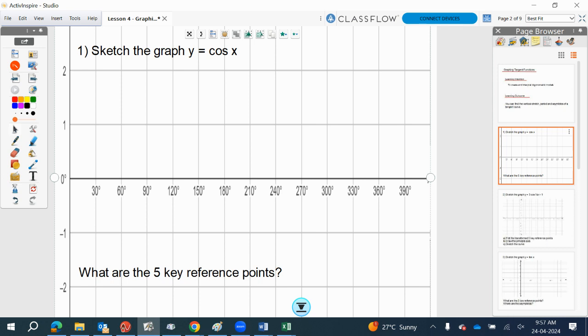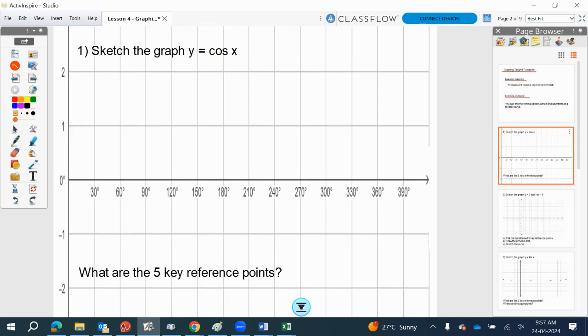So to draw a trigonometric function like this one, you want to start with the 5 key reference points. This function is going to start off at 0, 1. It's going to cut the x-axis at 90 or pi over 2, depending if you're drawing in radians. I saw some of you drawing in radians. It's going to hit -1 at 180 or pi. It's going to cut the x-axis again at 270 or 3 pi over 2. And it's going to come back up to 1 at 360. These are the 5 key reference points to draw a cosine function.